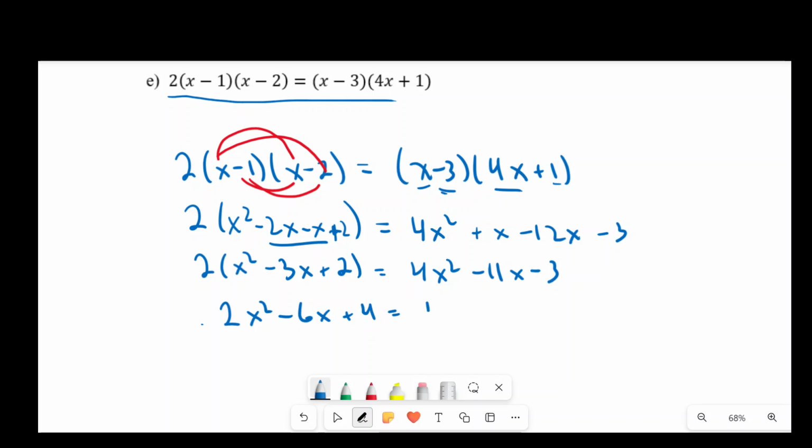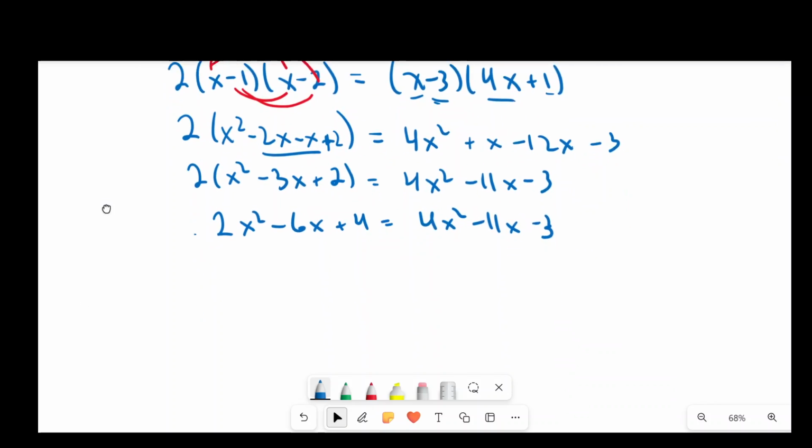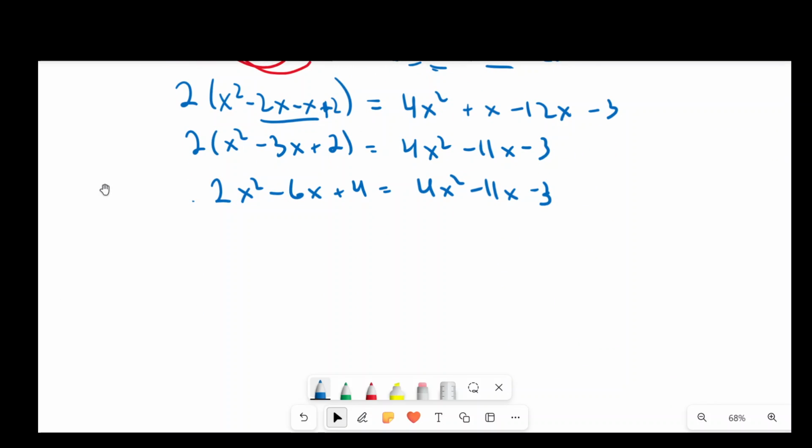And I finally have all of the math taken care of separately on the left and the right. So now I'm going to collect like terms. So I'm going to subtract 4x, then I'm going to add 11, and then I'm going to add 3. And now I have a proper quadratic.